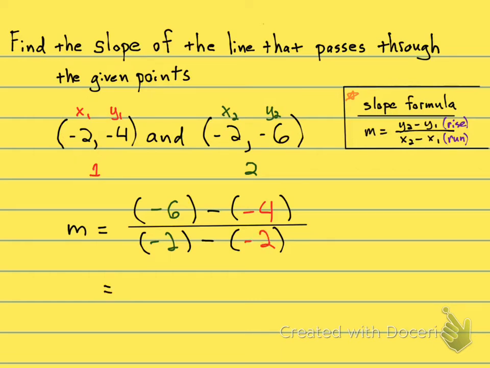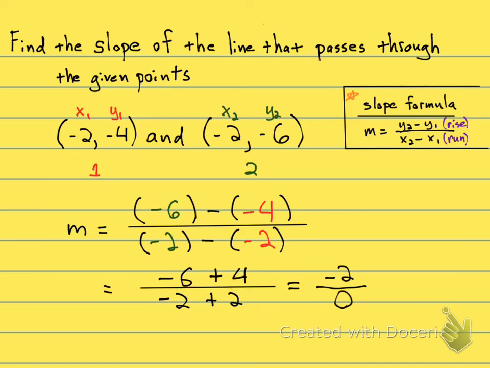All right. Now in the numerator, I have negative 6, and then this right here, minus a negative 4. Minus a negative is a plus. So negative 6 plus 4. And then in the denominator, I have negative 2, and then I have minus a negative, which is also a plus, plus 2. So in my numerator, negative 6 plus 4 is going to be negative 2. And in my denominator, negative 2 plus 2, well, that's 0.